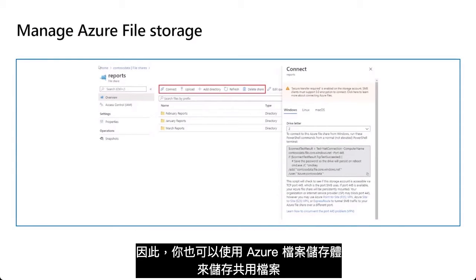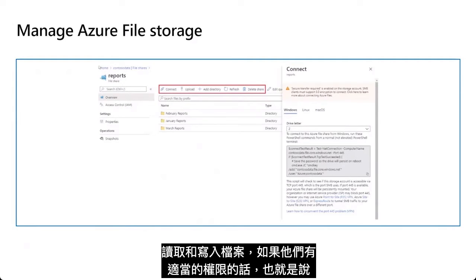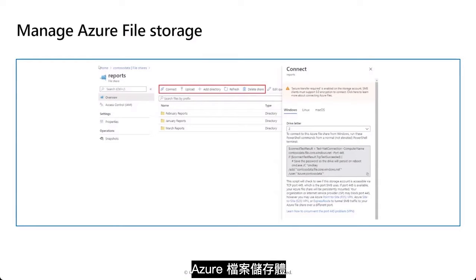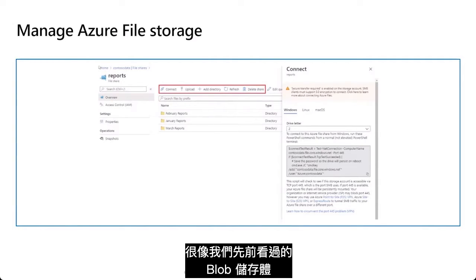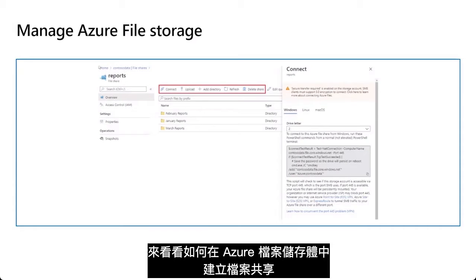So you can also use Azure File Storage to store shared files, which means a user that connects to this shared folder or file share can read and write files if they've got the appropriate privileges, that is, in much the same way that they would use a folder on the local machine. Now, to create a file share, we use Azure File Storage under the Azure Storage account, much like the blob storage that we saw earlier. And so let's jump back into the Azure portal to see how we can create a file share under Azure File Storage.